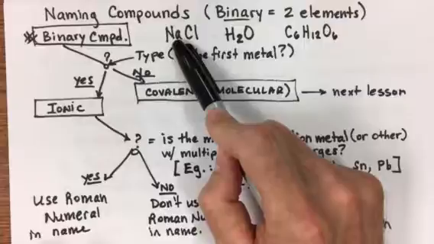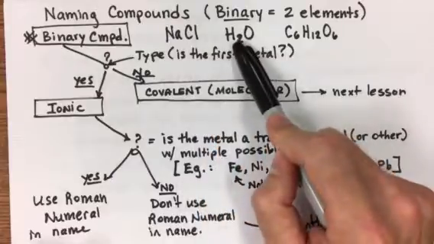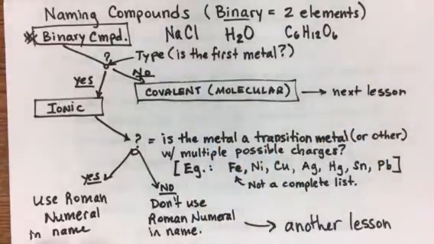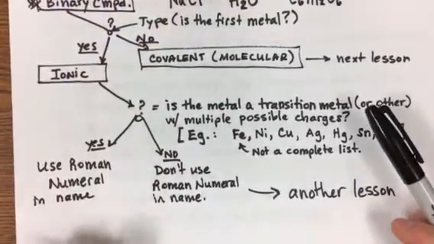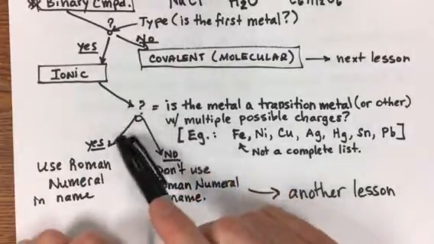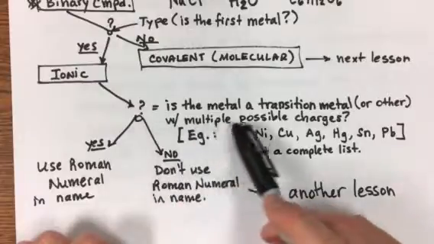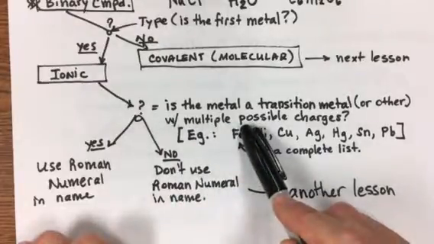So NaCl, Na is a metal, therefore NaCl is an ionic compound. H2O, H is not a metal, therefore this is not an ionic compound, and that works for most cases. There again, we'll have the exceptions later. Once you determine it's an ionic binary compound, then you determine whether or not the metal is a transition metal or other metal that has multiple possible charges.